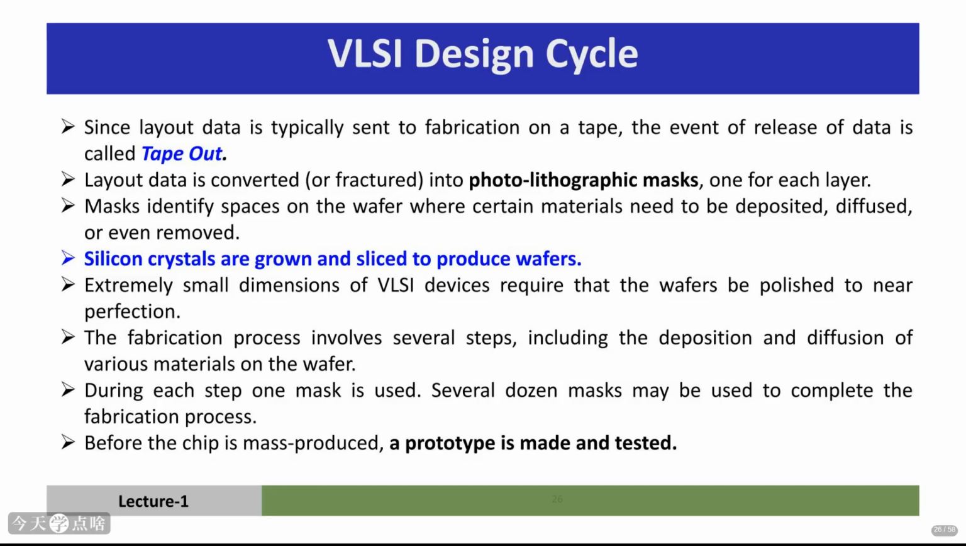Let's talk a bit more about fabrication. The layout data is converted into masks, one for each layer of the chip. These masks define the patterns to be transferred onto the silicon wafer. Silicon ingots are grown, sliced into wafers, and polished to an atomic level of smoothness. The fabrication process involves depositing thin films of materials like polysilicon, oxides, and metals, and then selectively removing them using etching processes guided by the masks.